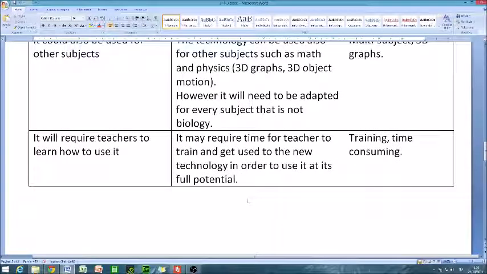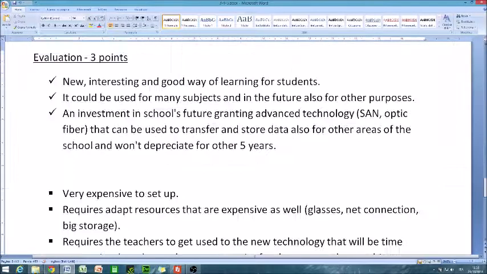And here a negative point in contrast to our positive point that will consist of training required for teachers in order for them to be able to use it. It may require time indeed for teachers to train and get used to the new technology to use it at its full potential. Training and time consuming will be included in this part. Our evaluation will be the last section of our 3-for-3 plan. It will consist of 3 positive and 3 negative points.